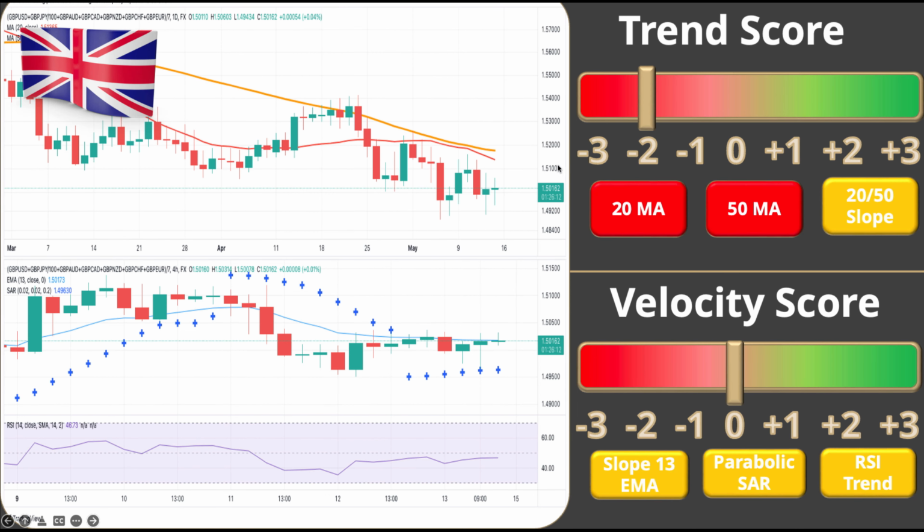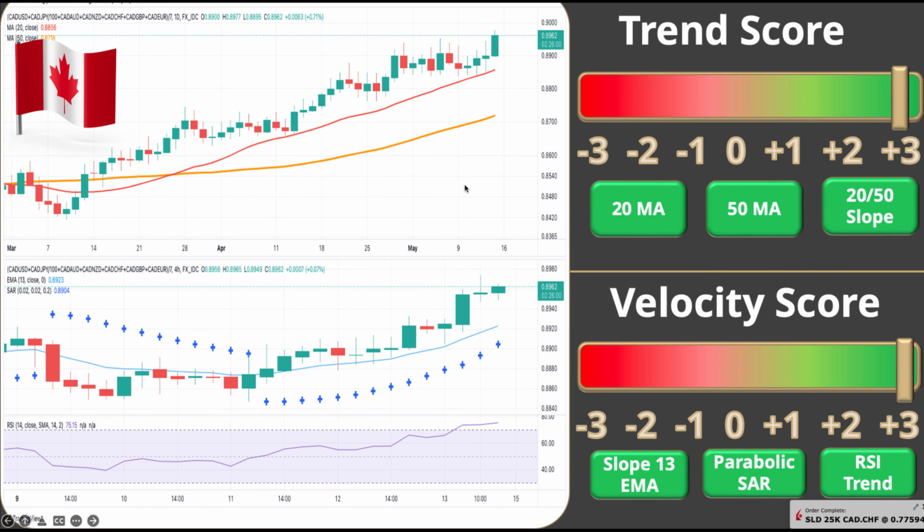Now British pound, again below the moving averages, -2, and as far as the velocity is 0. So not ready yet to pull the trigger, because trend is still down in the downtrend, but the velocity is telling us this is not ready to be traded yet. So we'll keep the powder dry on this one till we are ready again. Now look at the movements here.